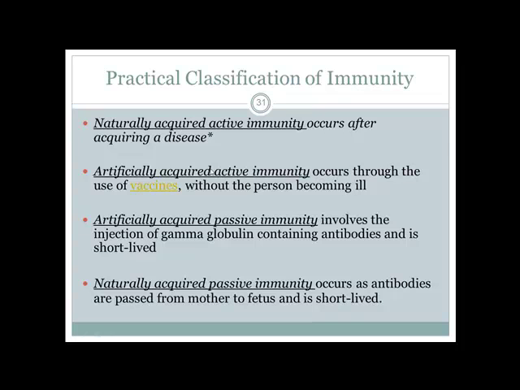Artificially acquired passive immunity. This is injecting somebody with specific antibodies against a specific microorganism. They have an infection, their body's not capable of fighting it, so they are injected with antibodies to fight that. Naturally acquired passive immunity is going to happen from mother to fetus. Mom can pass antibodies to the fetus in order to help the fetus fight off a disease if infection occurs.